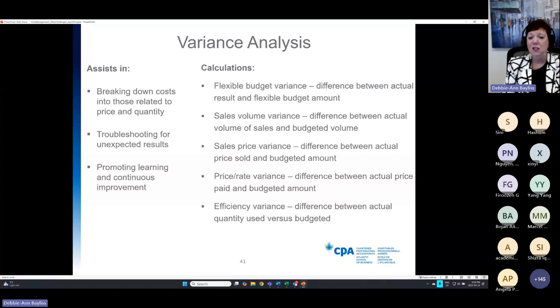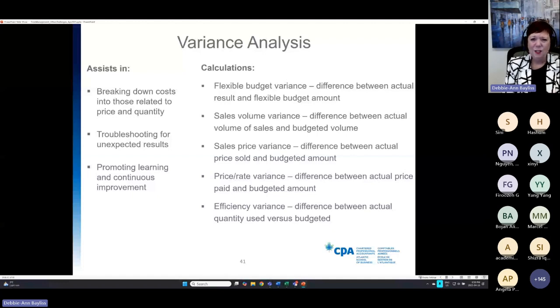So flexible budget variance, sales volume variance. There are not a lot of times that I've seen in the professional education program that they've had the sales volume variance, but it's been on the CFE, and the candidates, because they haven't looked at it, haven't done well. Sales price or rate variance, efficiency variance.